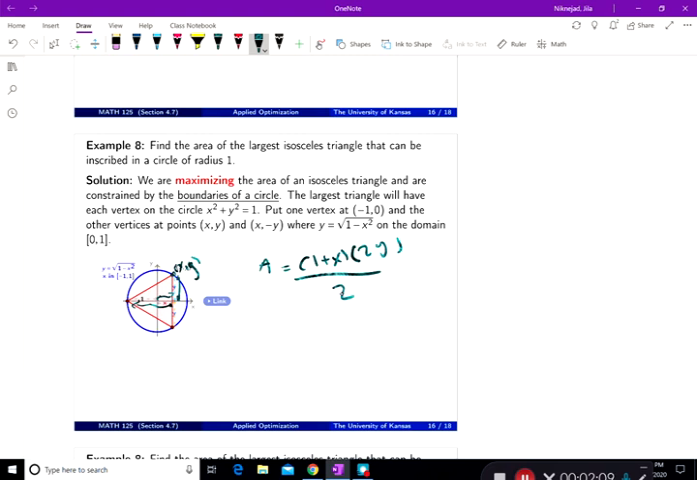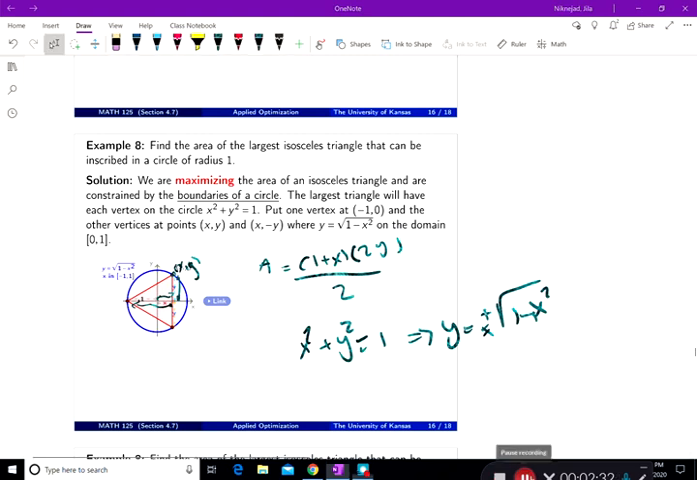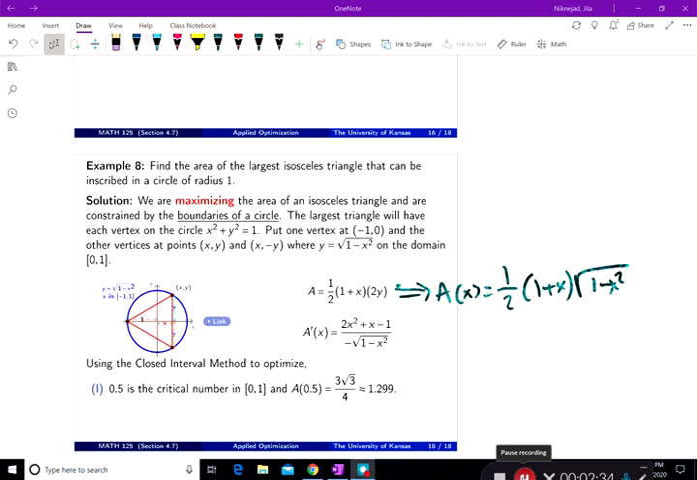And then the constraint on this is x squared plus y squared equal to 1. If I solve for y in here, I get y equal to plus or minus square root of 1 minus x squared. But really, the minus doesn't count because we're talking about lengths. Replace that y back in here, and let's take the derivative. By replacing y back in there, A of x is going to be 1/2 of 1 plus x times the square root of 1 minus x squared.